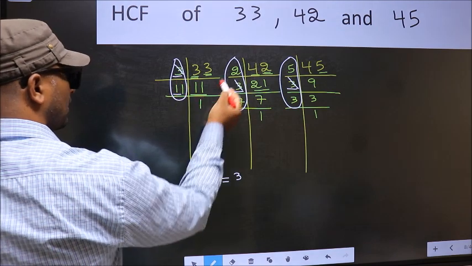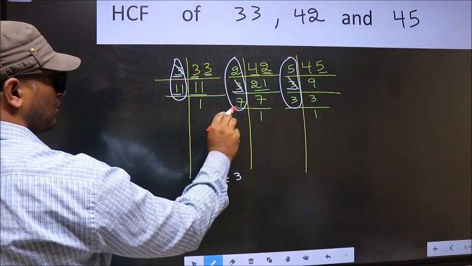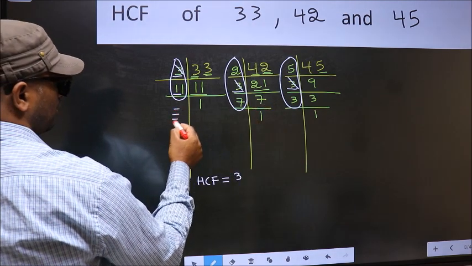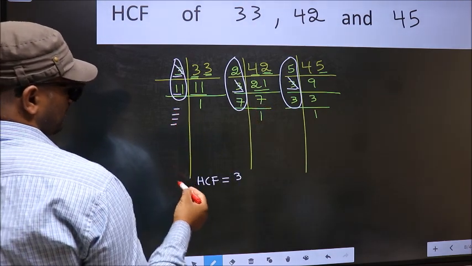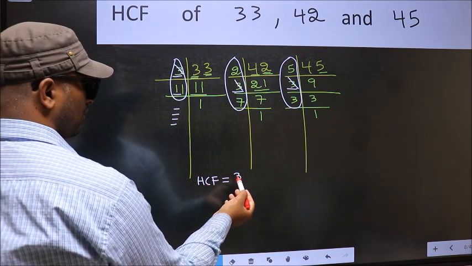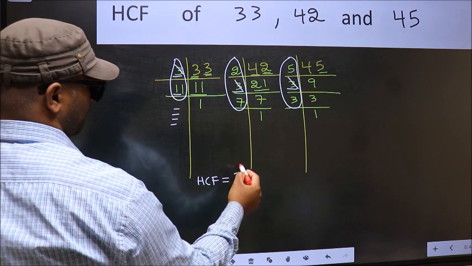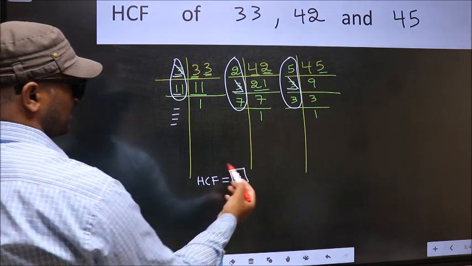Next number 11. Do we have 11 here? No. So no need for us to check in the other place. No more numbers have been left out. Therefore, we got only one number 3 present in all the three places. So 3 itself is our HCF.